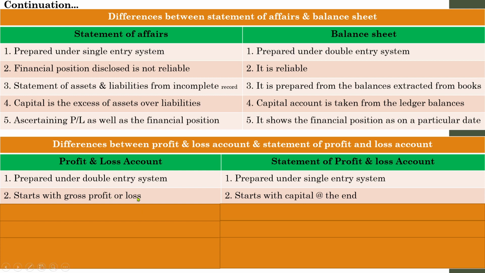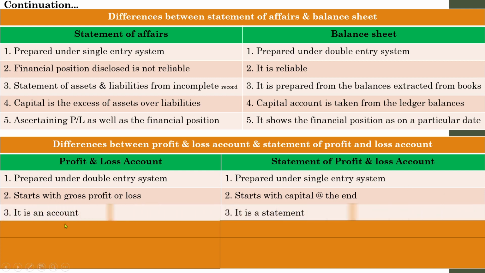It begins with gross profit or gross loss. Whereas statement of profit and loss account begins with the capital at the end, otherwise known as closing capital. If you remember the statement which we have mentioned in the previous session, you will get an idea. It is an account. We all know the trading profit and loss account. We have been using the same term for years. Whereas the statement of profit and loss account is not an account, it is a statement. So remember that statement of profit and loss is a statement, not an account.